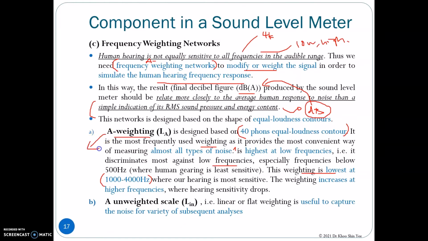The result after we implement the A-weighting is given in the dBA unit, and the symbol that we use to represent this sound pressure level is equal to LA. If we do not perform any weighting and use the original sound pressure level, so in this case we will obtain dB. This approach is also known as the linear weighting or the flat weighting. We can use the symbol Lin or LP to represent it. Linear or flat weighting is useful to capture the actual amount of noise.